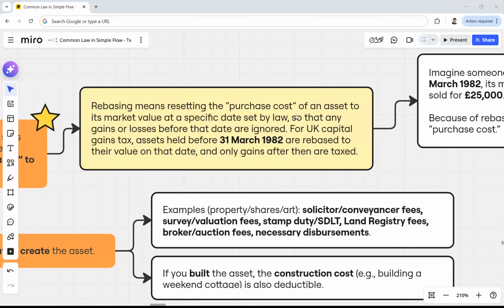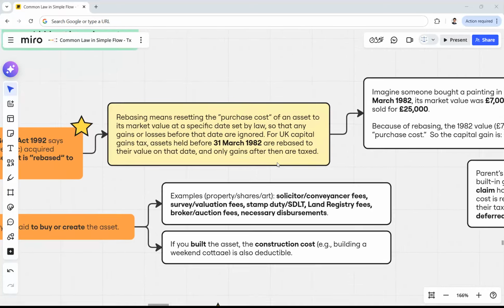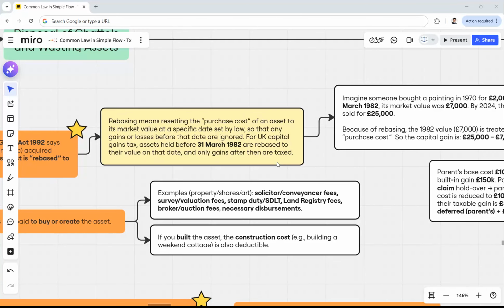Rebasing means resetting the purchase cost of an asset to its market value at a specific date set by law, so that any gains or losses before that date are ignored. For UK capital gains tax, assets held before 31st March 1982 are rebased to their value on that date, and only gains after then are taxed.